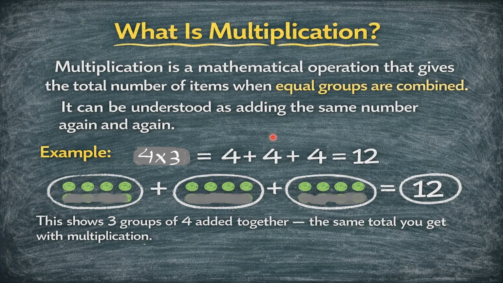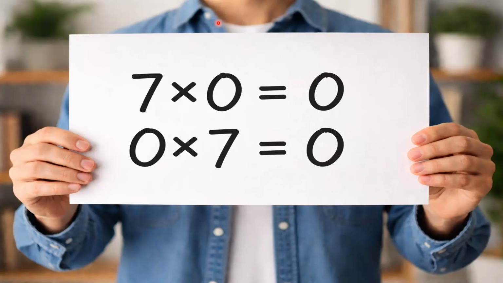A multiplication is a mathematical operation that gives the total number of items when equal groups are combined. It can be understood as adding the same number again and again. When you have something here, let's go back to 7 times 0. What does that mean? I know a lot of people will say, well, if I have 7 apples and I multiply those 7 apples by 0, I still have my 7 apples, not 0 apples. Did they disappear? Did they evaporate into thin air? That is the exact reasoning that these people use. And I'm telling you, it's the truth. They do. And it's really sad.